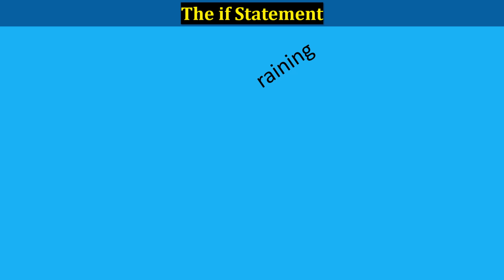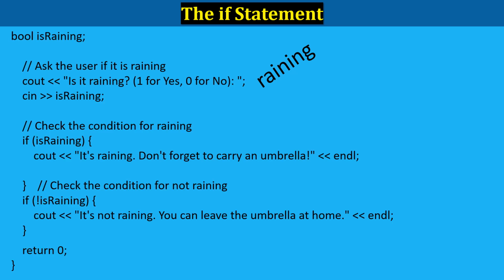And now the solution. Boolean isRaining, yes or no. If the value of isRaining is true, the program prints the message to carry an umbrella. And the not operator negates the value of isRaining; if isRaining is false, this condition evaluates to true and the program prints a message indicating no umbrella is needed. It depends upon whether it is raining, yes or no.